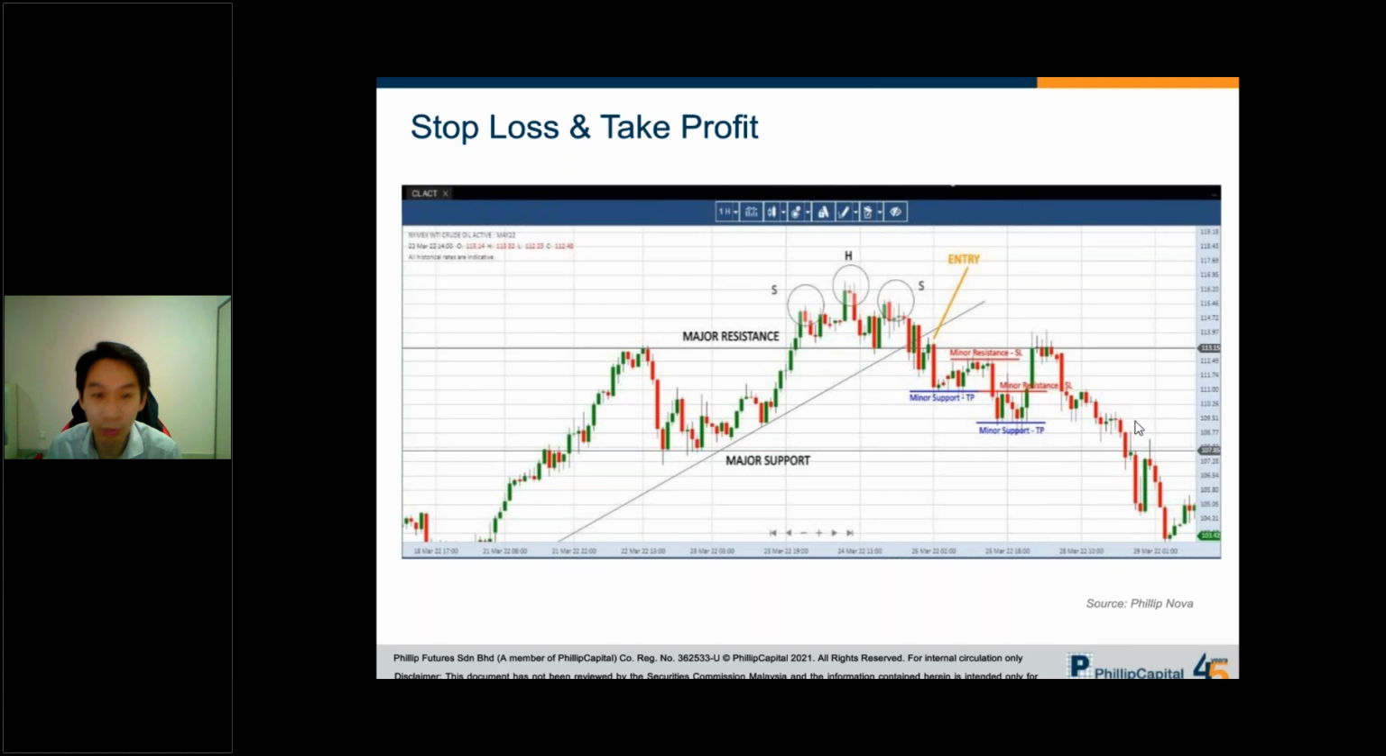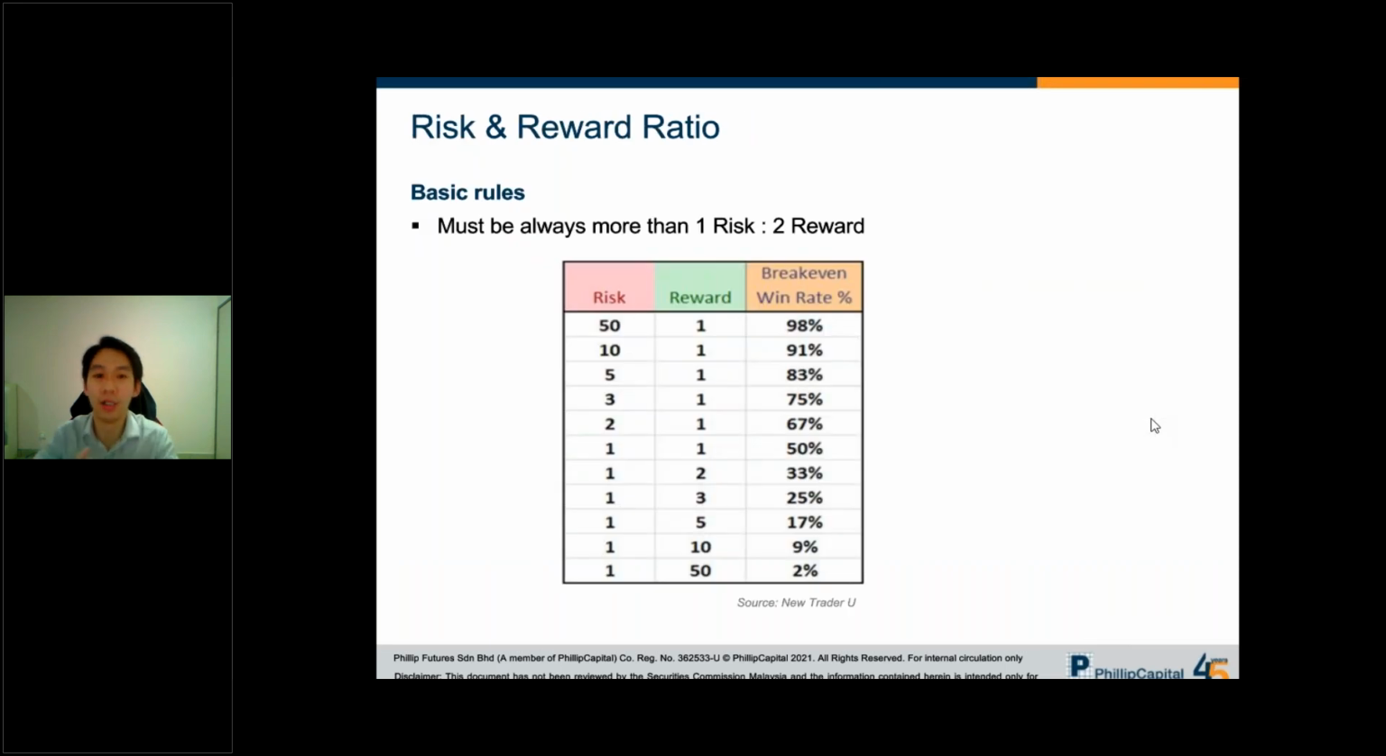Okay, so this is the knowledge I want to share with you on stop loss and take profit. Then next thing, I also mentioned that you want to analyze whether this trade is a worthwhile trade. Okay, so we want to look at the risk and reward ratio. One basic rule for each trade is that the reward must always be at least 2 to 1 risk. It must always be more than 1 risk to 2 reward. Okay, that means 2 portions of reward and 1 portion of risk.